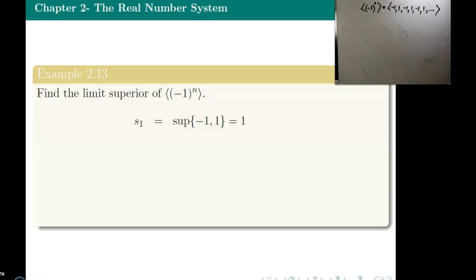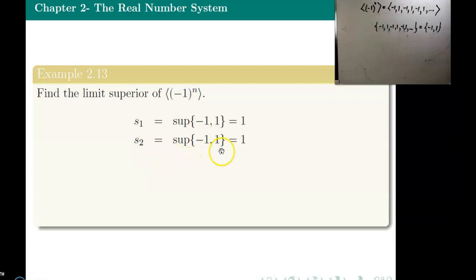So first, what we're going to find is S sub 1. S sub 1 is equal to the supremum of these two numbers. Take note that if we have this set here, negative 1, 1, negative 1, 1, and so on, this is the same as writing negative 1, 1. So negative 1 and 1 are repeated, so we can write it in this way. So of course, as you can see, the supremum of the two numbers is 1.